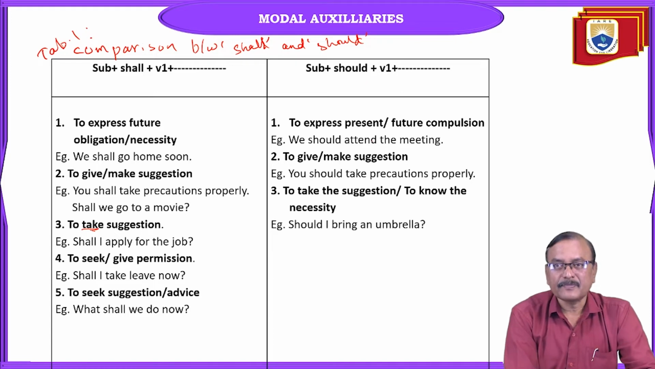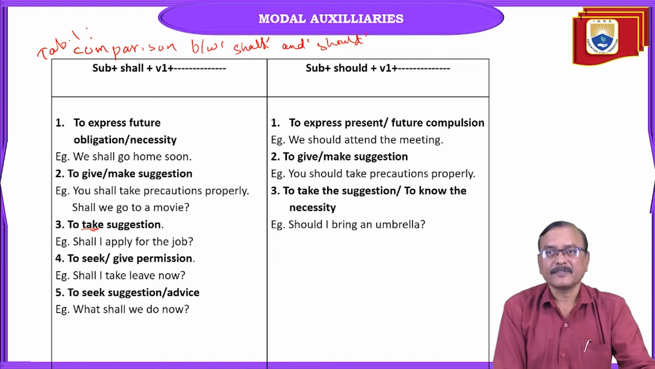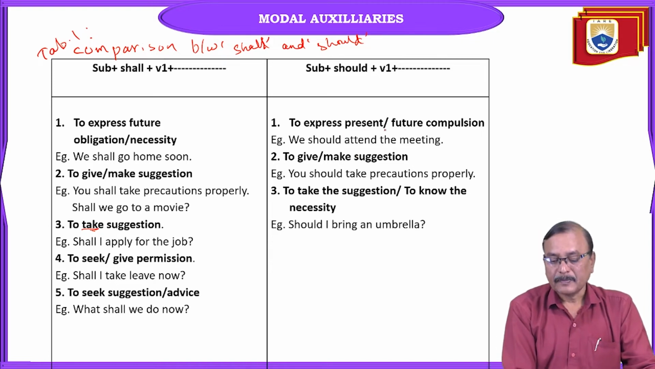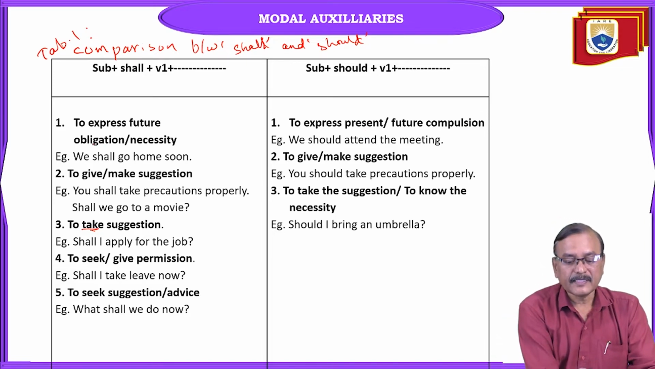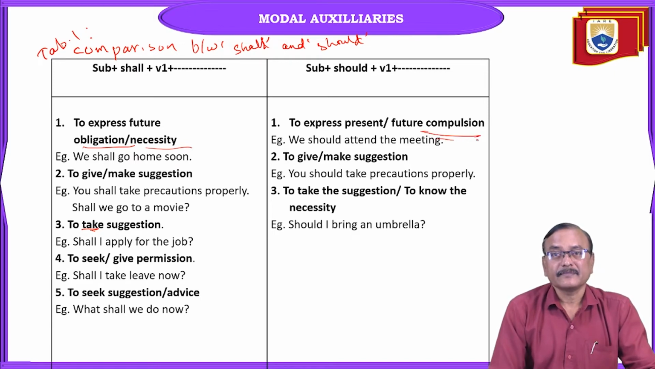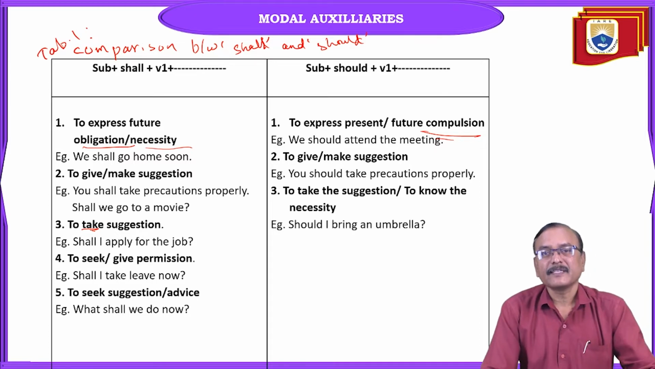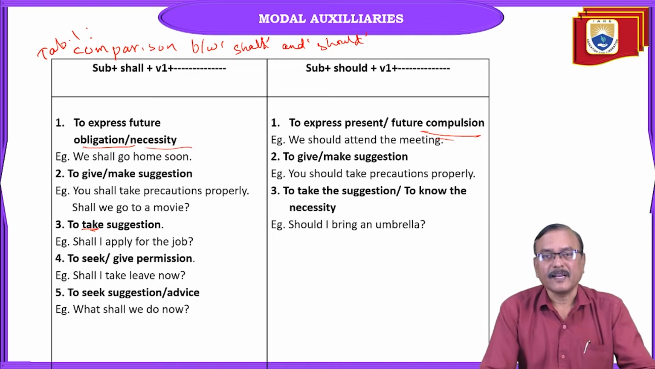Here also, if you observe, for this should, similar expressions will be there, but a little bit of difference. You see, to express a present or future compulsion. Here it is just only obligation or necessity, but here it is a compulsion. We should attend the meeting. If I say we shall attend the meeting, it means there is a need. We shall. Okay, we better go. Like that.